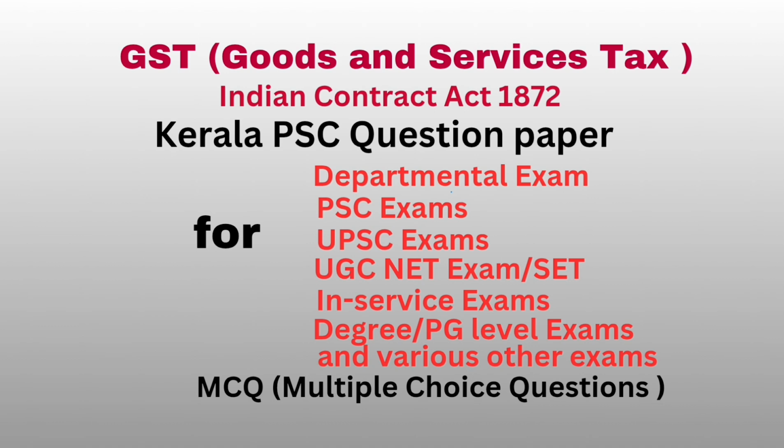Question number 17. A casual taxable person or non-resident taxable person shall apply for registration within which period? Answer: at least 5 days prior to commencement of business.